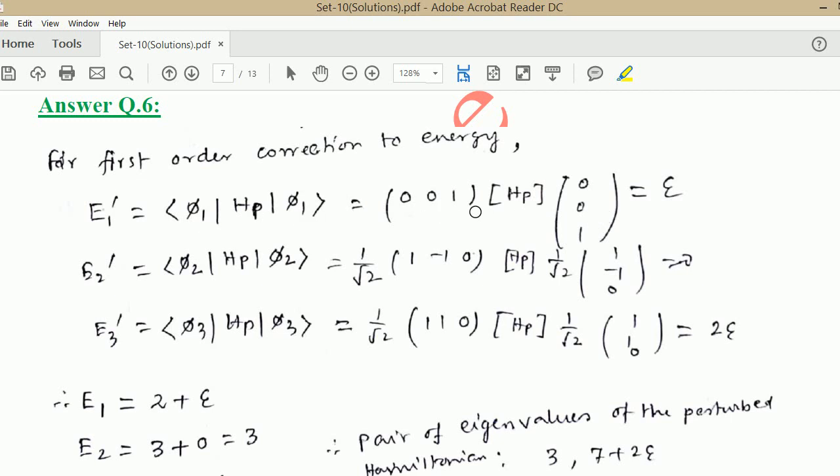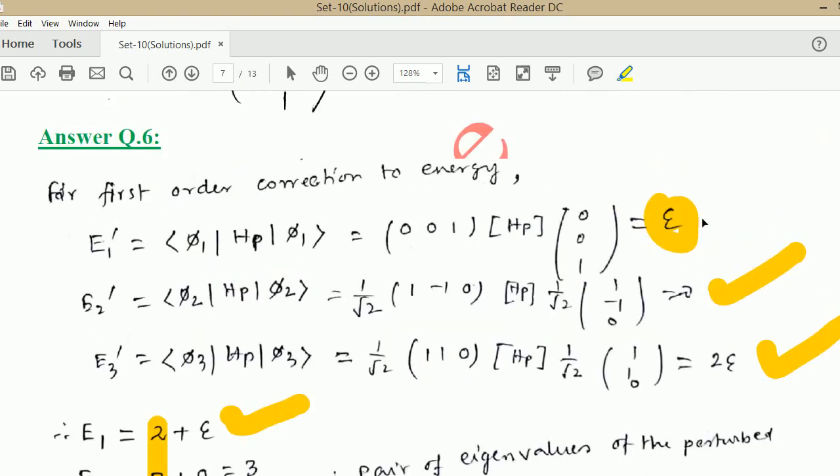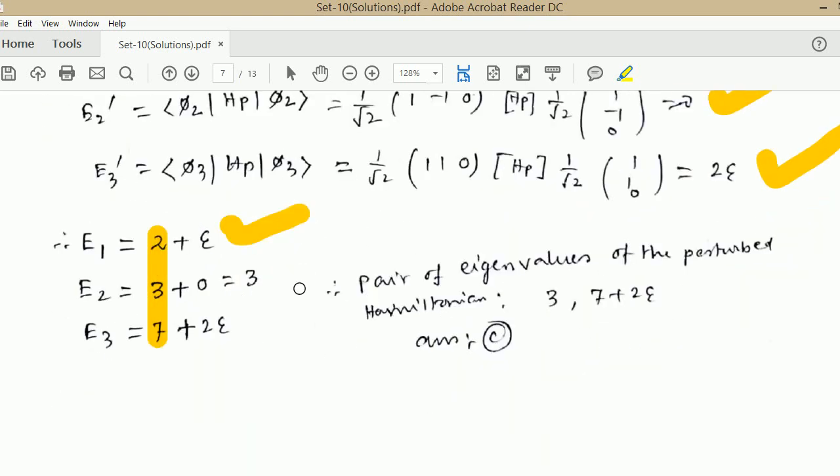If you evaluate the matrix multiplication, you will get epsilon. For the first order correction to the first excited state, E2 prime, you will get 0, and for the third one you get twice epsilon. So 2, 3, 7 were the eigenvalues for the unperturbed one, without perturbation. Now due to the perturbation, some additive terms are added here. So epsilon is added with it, and 0 is added with it, and 2 epsilon is added with it.